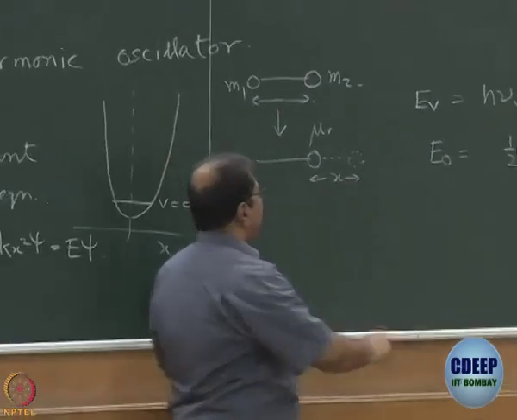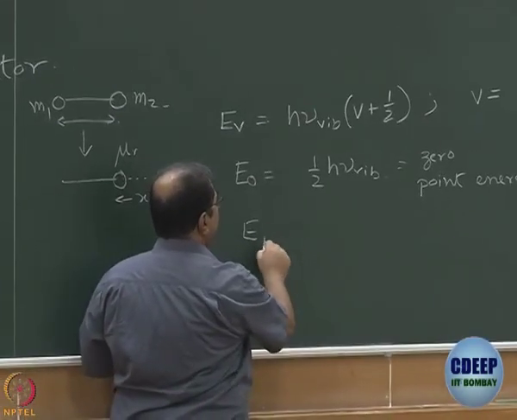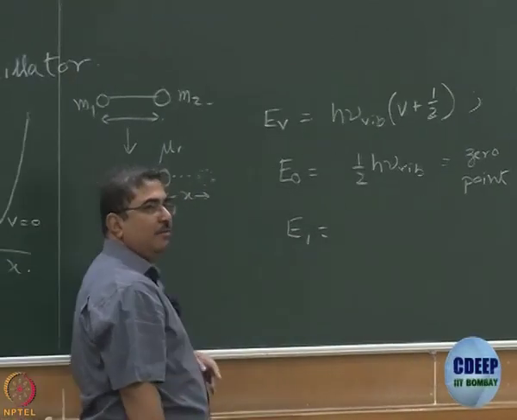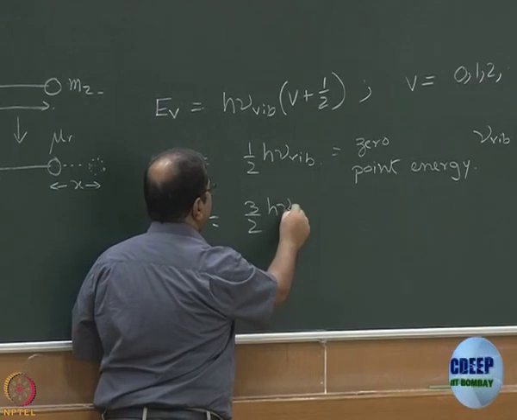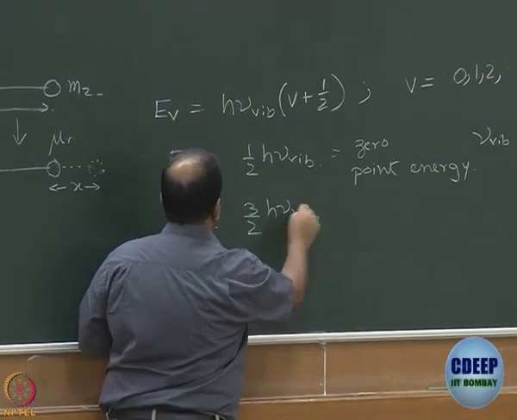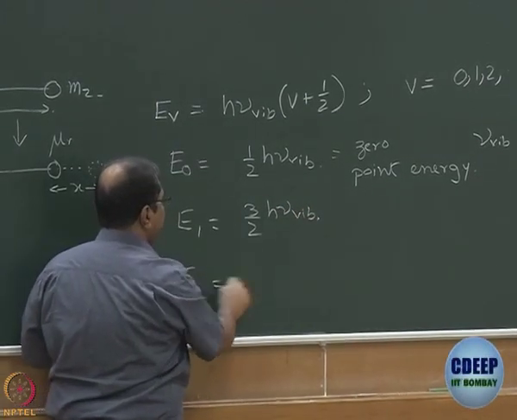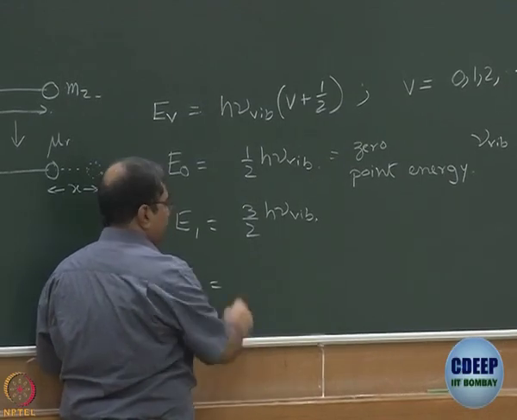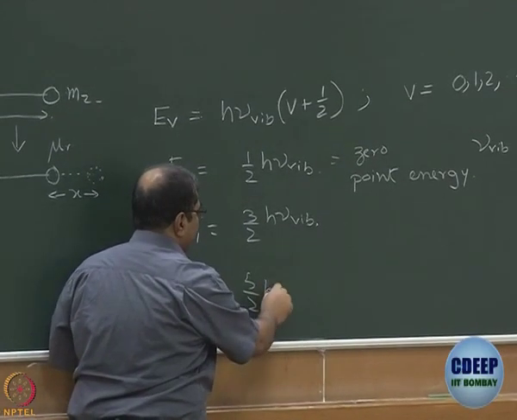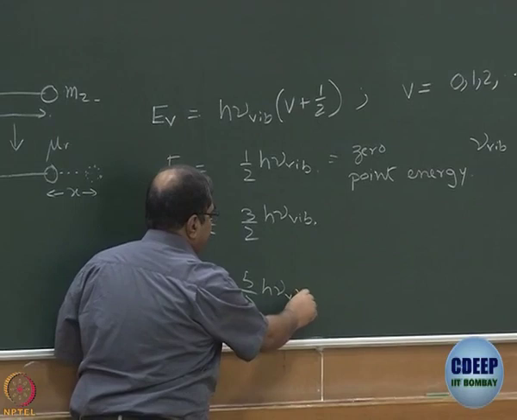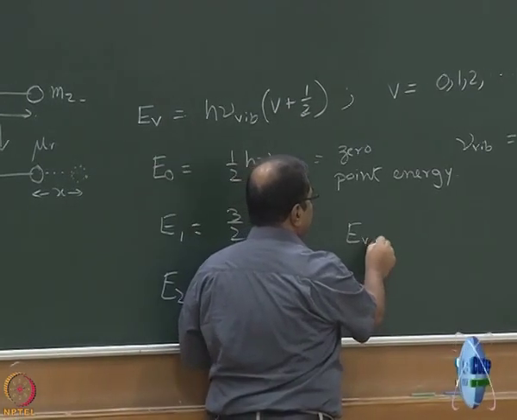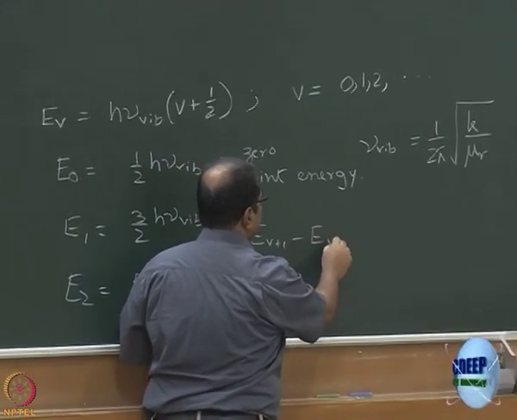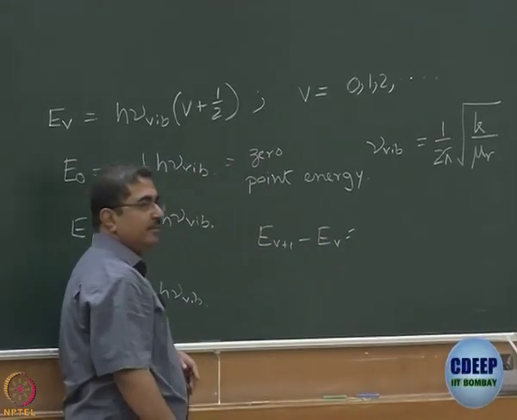Alright. Where is the next one? Where is E1? If you put V equal to 1, 3 by 2 h nu vib. Where is E2? 5 by 2 h nu vib. In fact, if you just write the general expression for E V plus 1 minus E V, what do you get? H nu vib.